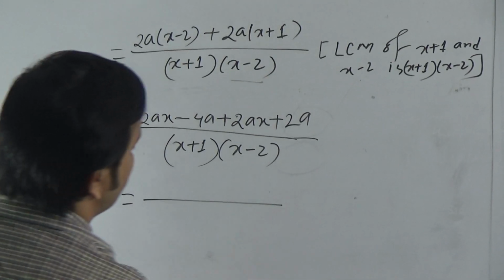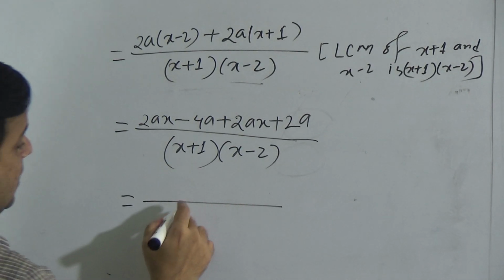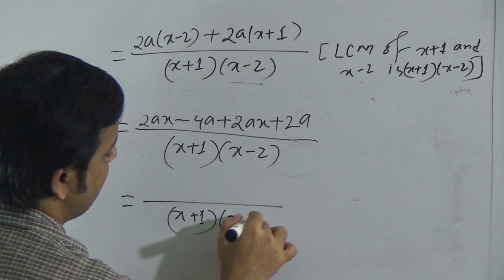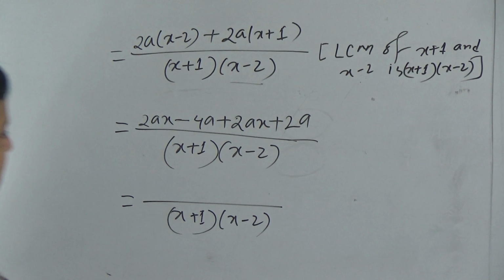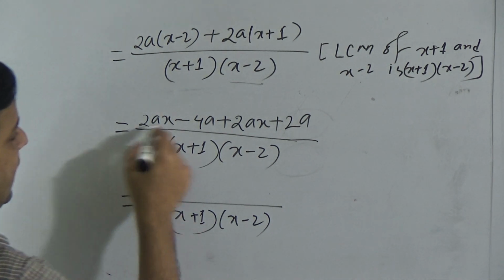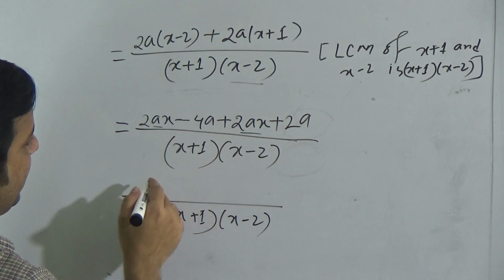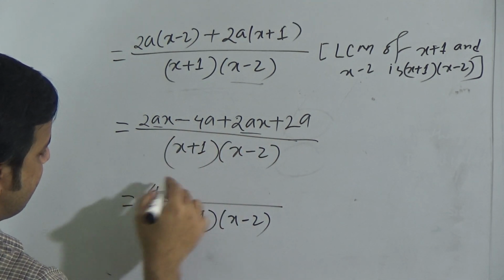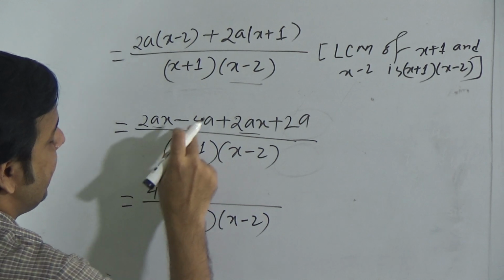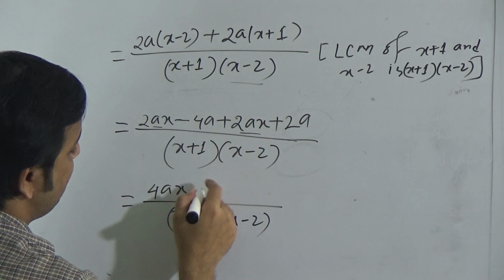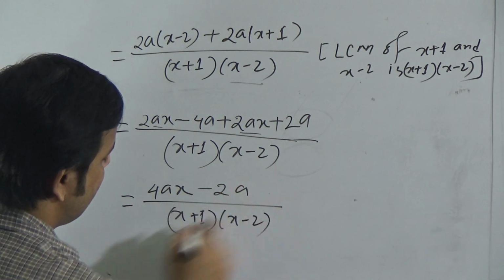So now we have to write this x plus 1 into x minus 2. We will always write the denominator. Now we can calculate here 2ax. If we add these two, we will get 4ax. Then 4a is negative here, 2a is positive here. If we calculate these two, we will get minus 2a.